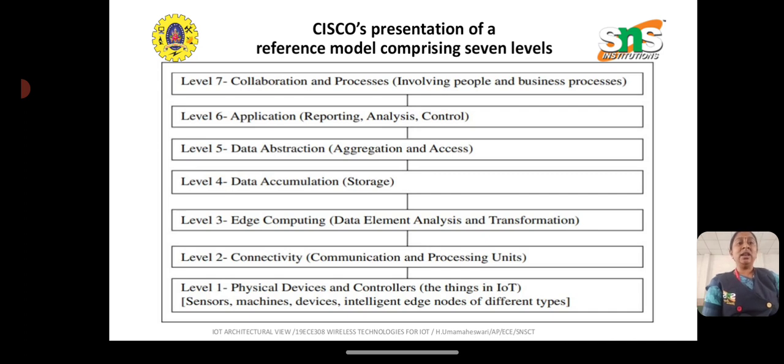Then the other level is reporting, analysis, and control. Here the data which is accessed is controlled, analyzed, and reported by the application layer. Then the final layer is the collaboration and process layer, which involves people and the business processes.